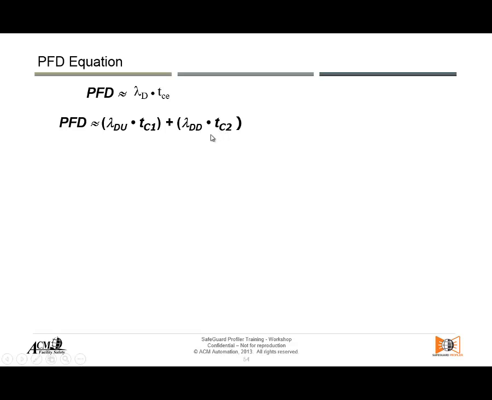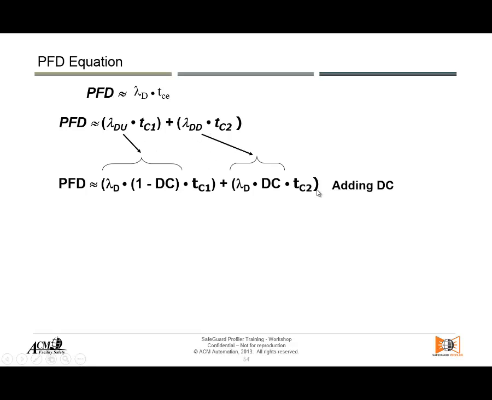That would already be lambda times t, so lambda t, proof test time, diagnostic coverage. So I add the DC part. I know that lambda DD will be equal to lambda D times diagnostic coverage, from the formulas that I presented before, and lambda DU will be lambda D times 1 minus the DC part. So this is the diagnostic coverage part with respect to each section in there.